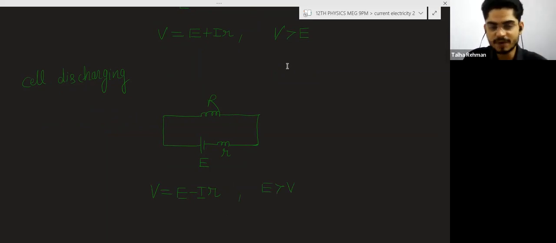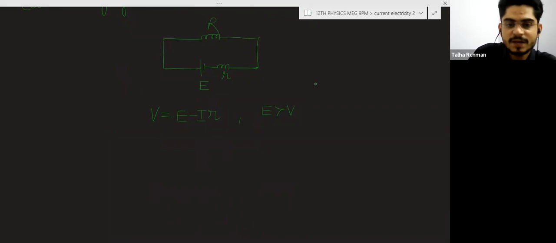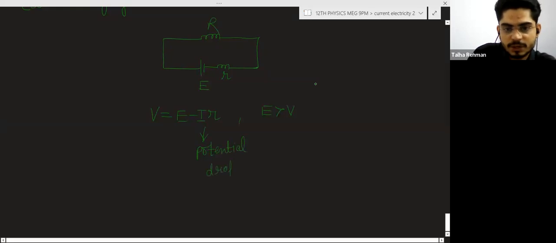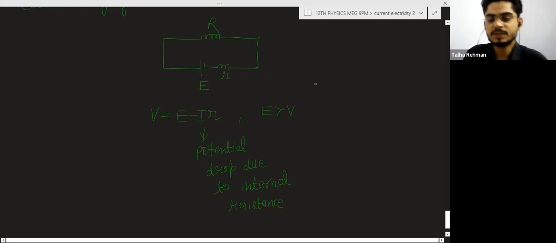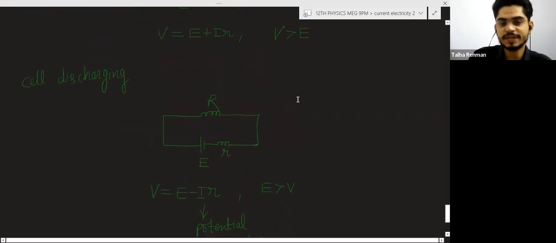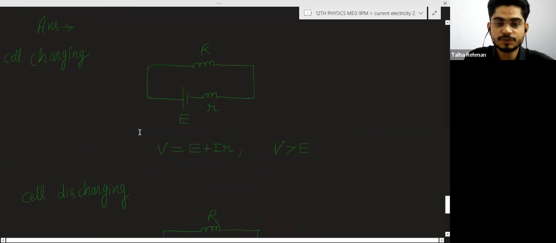And why is it greater? Because there is a potential drop due to internal resistance. There will be some potential drop in the internal resistance. So that is why the terminal potential will be less than the EMF when the cell is discharging. But in case of charging, the terminal voltage will be greater.